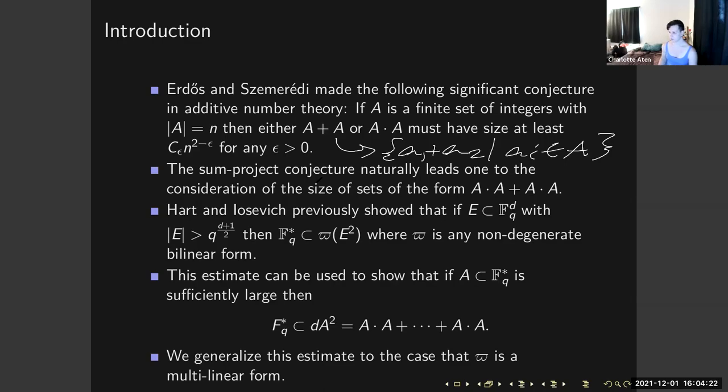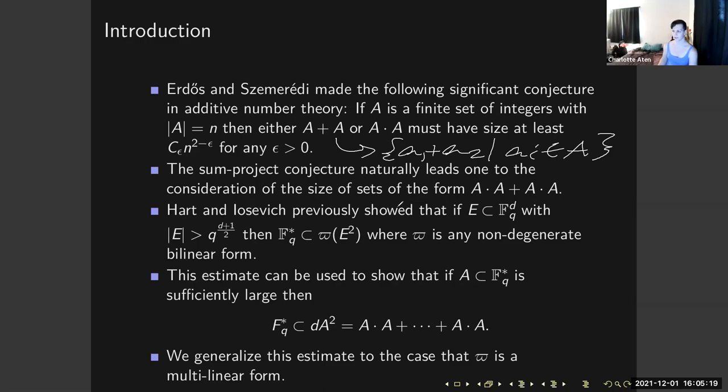So this conjecture is basically saying that given any set of integers, either the sum set A plus A or the product set A times A must be large. Or in other words, you can't have a set that has a lot of additive and multiplicative structure simultaneously. So this conjecture naturally leads one to the consideration of the size of sets of the form A times A plus A times A, where each of these operations is performed as described above. And this perhaps might remind you of taking the dot product of two elements in two-dimensional vector space. This looks like x1 times x2 plus y1 times y2. And we'll see that that analogy is going to be very relevant.